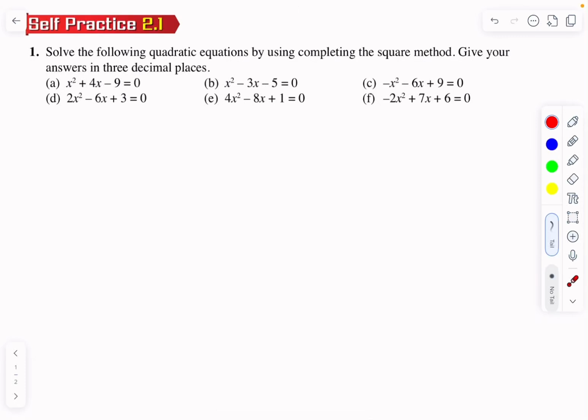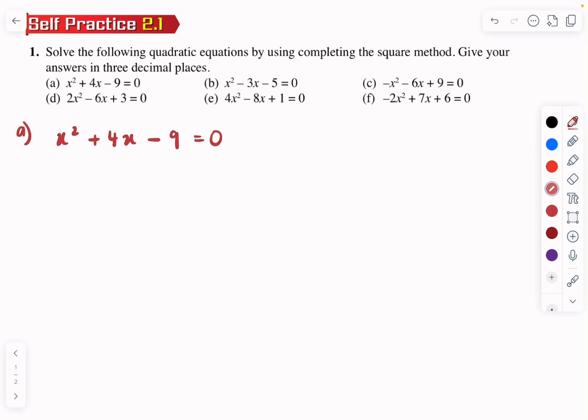Question 1. Solve the following quadratic equations by using completing the square method. Give your answers in 3 decimal places. Alright, let's look at A. x squared plus 4x minus 9 equals 0.